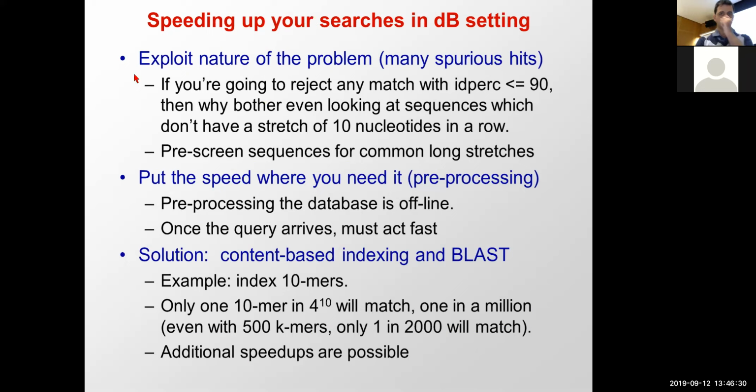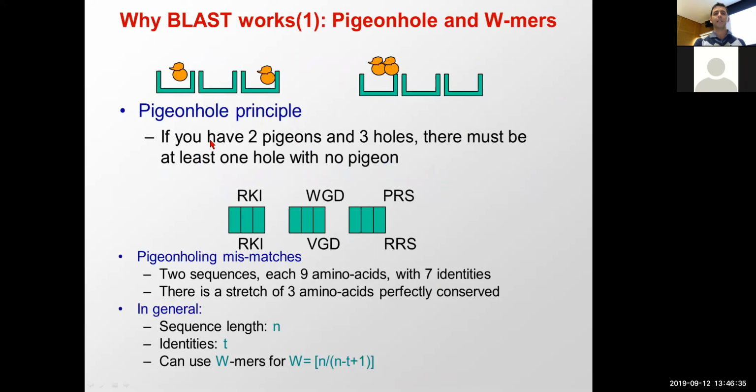So basically, the worst case is this pigeonhole principle: I only have so many mismatches to distribute, and some of these mismatches by chance will be falling in the same bin, but even in the worst case, these mismatches will have to be laid out in such a way that I still have perfect stretches of identity. But in general, it's even better than that, okay?